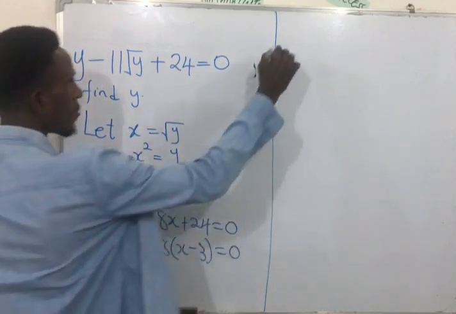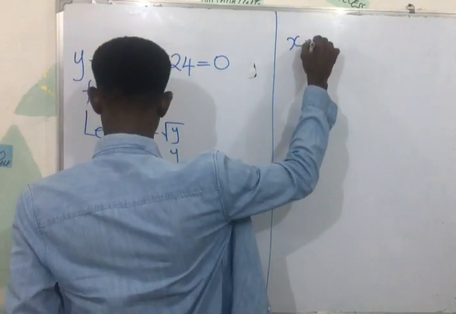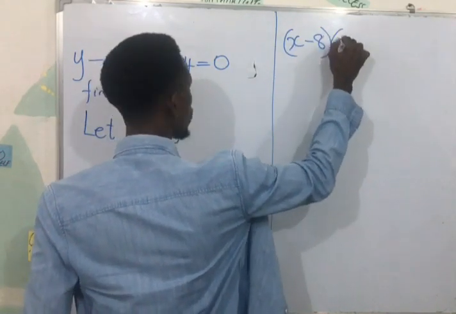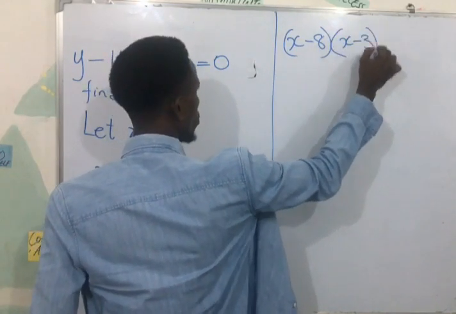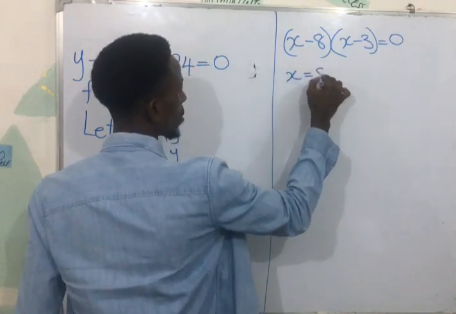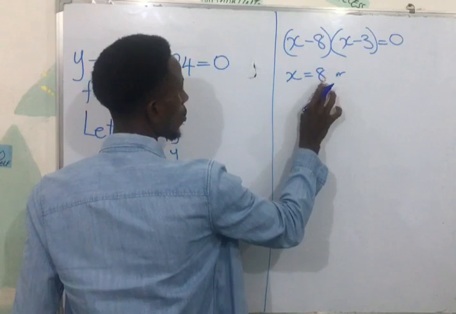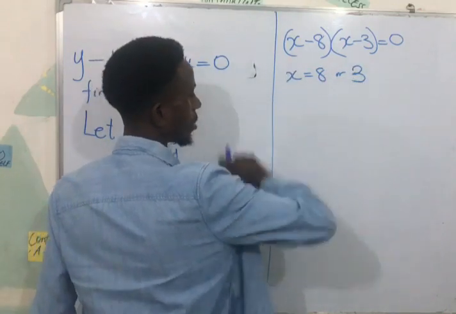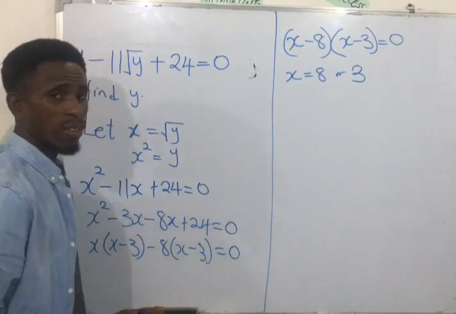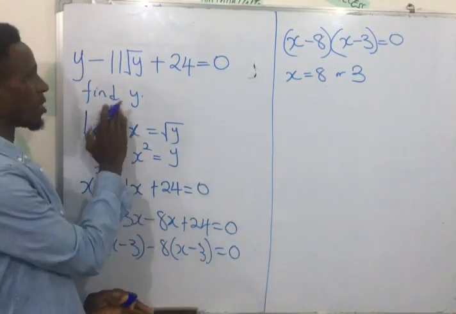Then I'll have x minus 8 into x minus 3 is equal to 0. So my x now is 8 or 3. So my x gives me 8 or gives me 3. But that's not the final answer, because the question says I should find y.